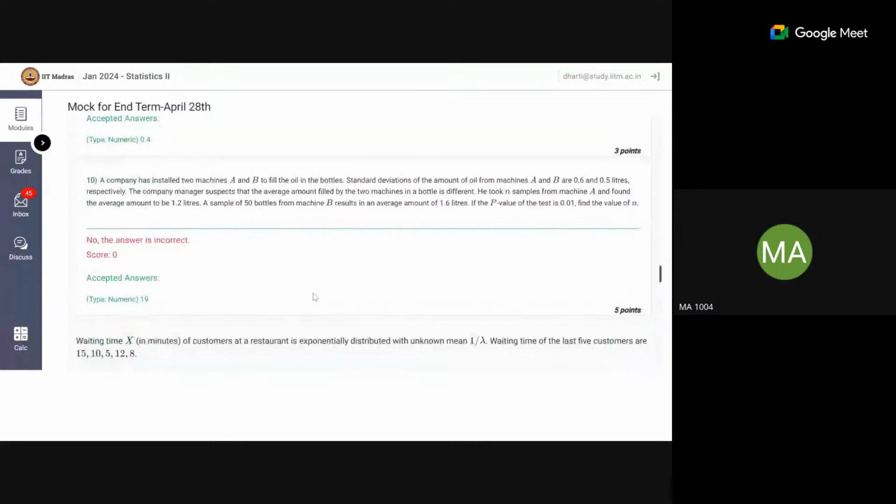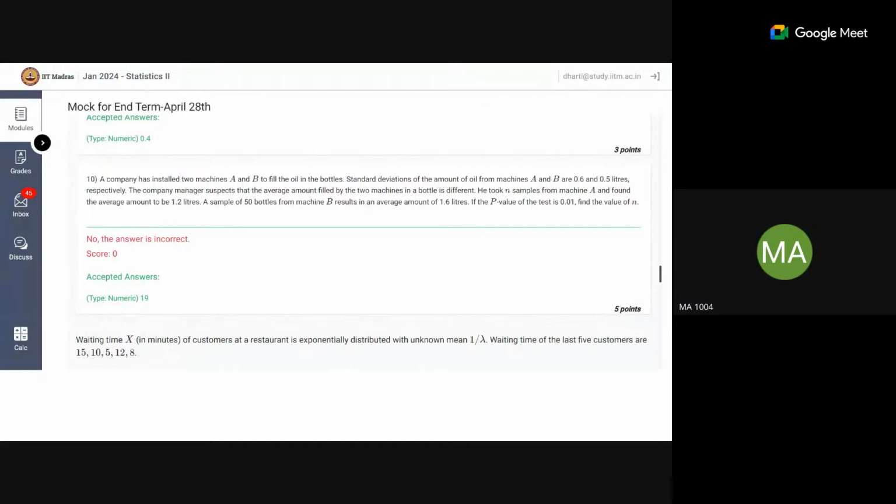Question number 10. A company has installed two machines, A and B, to fill the oil in the bottle. Standard deviations of the amount of oil from machine A and B are given to us as 0.6 and 0.5. Okay. So can we write it here simultaneously? This is sigma A and sigma B, right? Standard deviation of amount of oil.